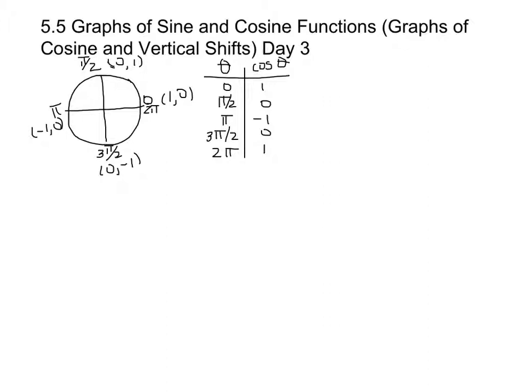And remember, cosine represents the x-coordinates. So it goes 1, 0, -1, 0, and back at 1. That represents a typical period for cosine. So what I'm going to do is show you the graph of y equals cosine of x.